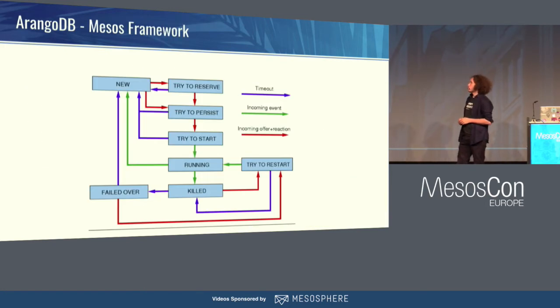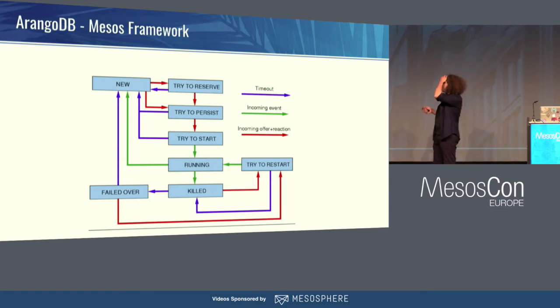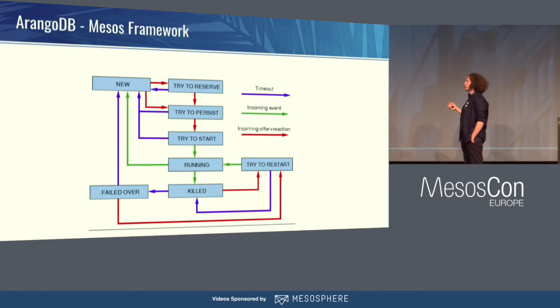Then, just to give you a feeling for how complex this framework is, this is the state diagram for creating reservations. So if you want to create a new persistent volume, you first try to reserve, and once you have reserved, you try to persist, and so on and so on. And at each layer, it might actually fail. So the only way to get a real reservation, to get a persistent volume which can be used by the framework, actually requires rather complex code here.